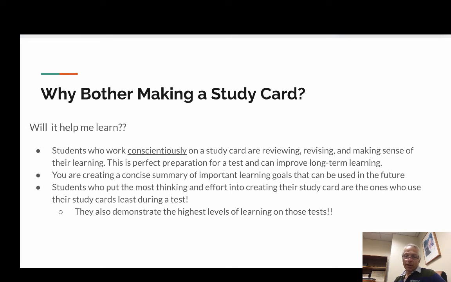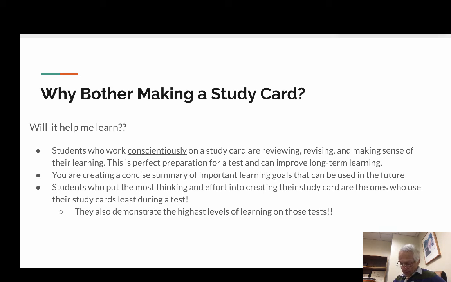So you bother making a study card because it will help you learn. That's the sort of devious thing I have going on here. You may think it's about doing better on a test, but for me, it's about learning more and retaining more and understanding better. So when you write a study card, you are doing the kinds of reviewing and revising that is fundamental to good learning. You're creating a concise summary of these important ideas that we've been studying that you can use now, but that also will be a resource in the future.